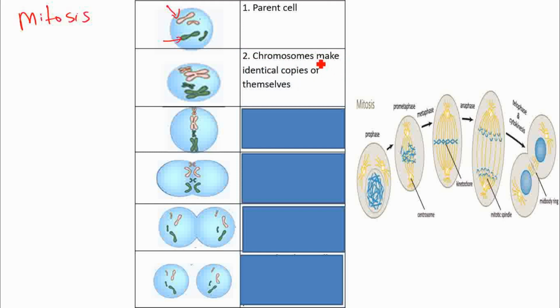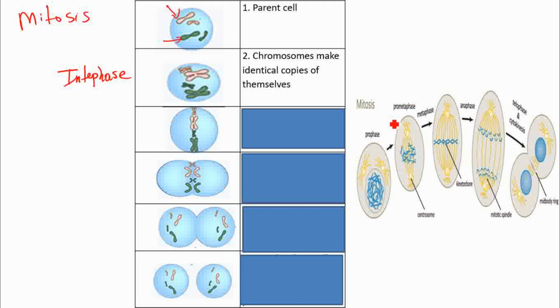The chromosomes begin to make copies of themselves. If you notice here, the pink one makes a copy of itself. The smaller one makes a copy. They all make a copy of themselves, and they're attached by something called a centromere, but that's not important now. So what's happening here? That's called interphase. That's happening in stage 1 of the cell cycle.